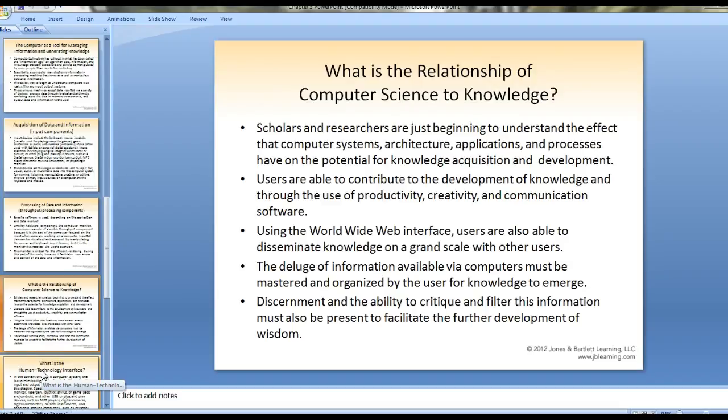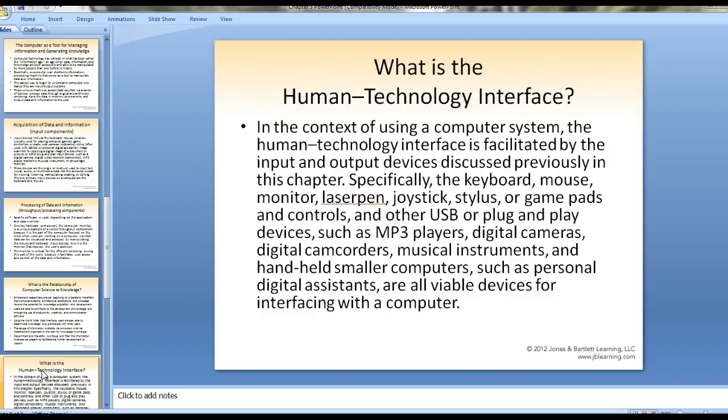So what is the human technology interface? In the context of using a computer system, the human technology interface is facilitated by the input and output devices discussed previously in this chapter. So, the keyboard, the mouse, the monitor, the laser, and so on. All of those are viable devices for us to interface with a computer.